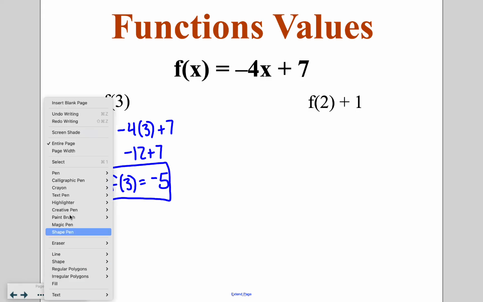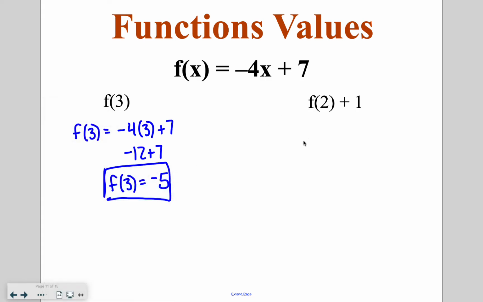When I come over to this next example, it is asking me to find function f, plugging in 2, and then add 1 to the answer at the end. So I've got function f, plugging in 2 means negative 4 times 2 plus 7, and then at the end of that, I want to add 1.